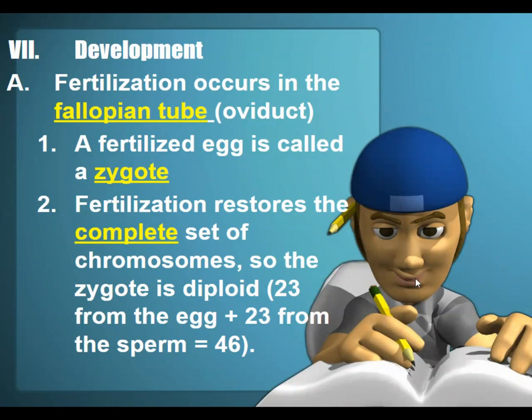So fertilization occurs in the fallopian tube. It does not occur in the uterus typically. And then the fertilized egg is called a zygote. When the egg and the sperm fuse, you call it a zygote. Fertilization is going to restore the complete set of chromosomes, so the zygote is diploid. There's 23 chromosomes from the egg and 23 from the sperm to get 46.